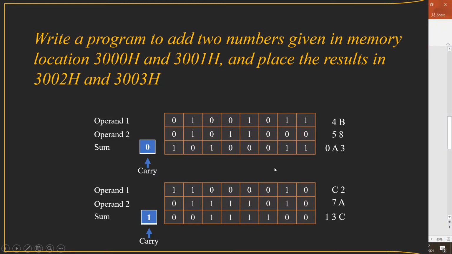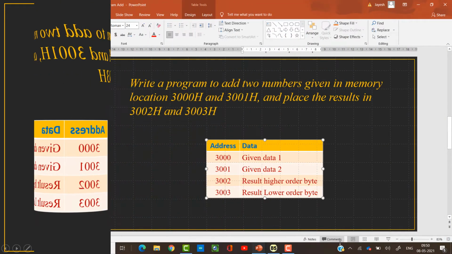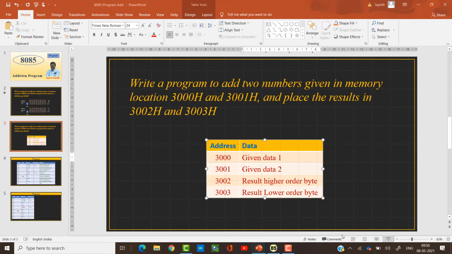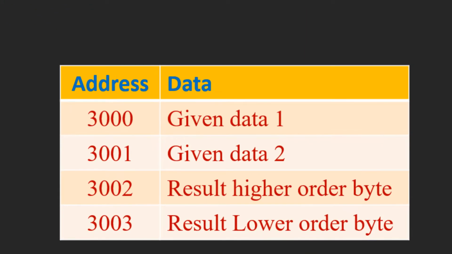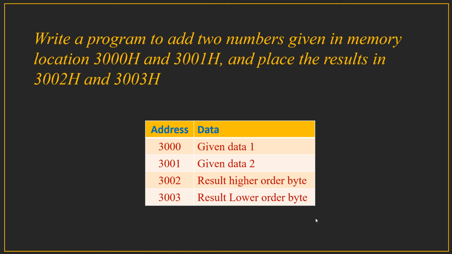So let us go ahead and try to see what is the data area of our program. 3000 will give us the first data, that is the first operand. 3001 will give the second operand. 3002 is the higher order byte of our result, and 3003 is the lower byte of our result. So that is how we write down the data for this particular problem.